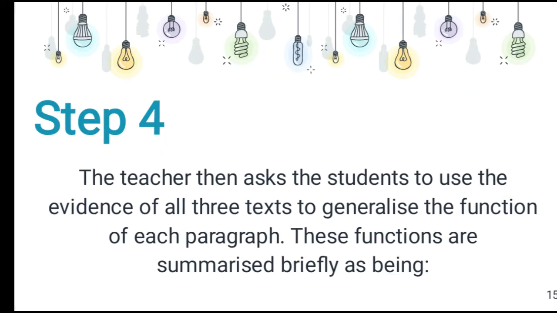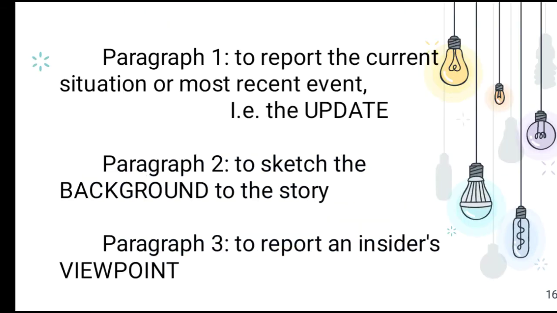Step 4. The teacher then asks the students to use the evidence of all three texts to generalize the function of each paragraph. These functions are summarized briefly as being: Paragraph 1, to report the current situation or most recent event, in other words, the update. Paragraph 2, to sketch the background to the story. Paragraph 3, to report an insider's viewpoint.